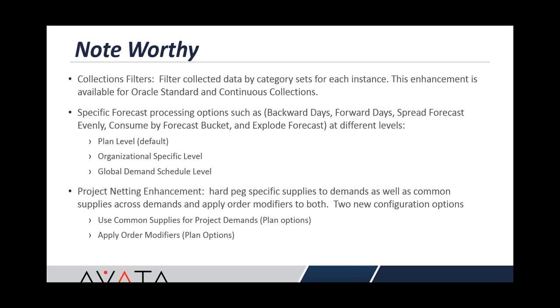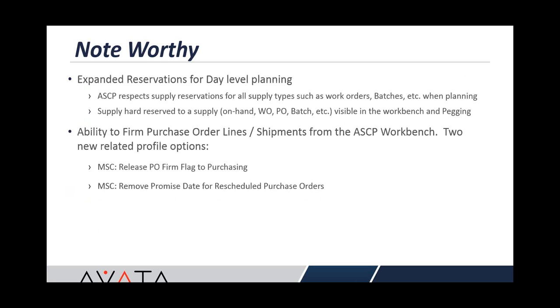And then also project netting, you're able to see that netting in the plan itself, as well as seeing the reservation at the day level in the plan. And this last one here is, I would say, last but not least. I think this is huge, that you now, looking at a purchase order in ASCP, are able to select the firm flag and release that to EBS, and it will firm the purchase order in purchasing. That is a huge pain point today, because you have to drill about 5 screens down in EBS to firm a purchase order.